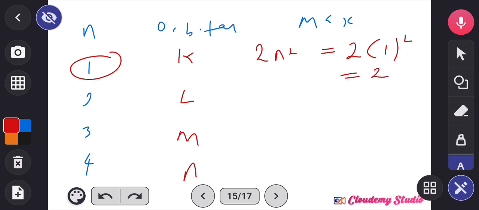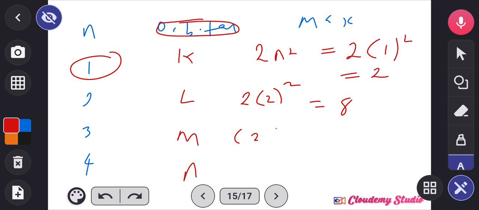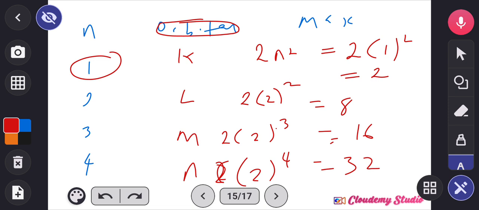So in K shell, I mean shell, this should be shell. In K shell, we have 2 as the maximum number of electrons. In L shell, we have 8, because that is 2 into bracket 2 raised to power 2. Then we have 2 into bracket what? 2 raised to power 3. That's equals to 2 times 8, that is 16. And we also have 2 into bracket 2 raised to power 4, and that's 32. That is the maximum number of electrons that it can occupy, right?